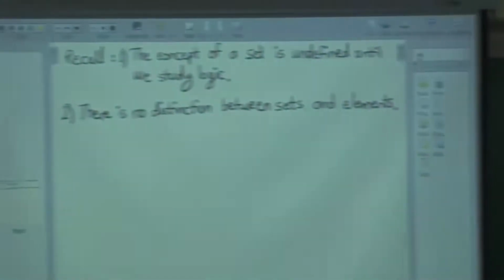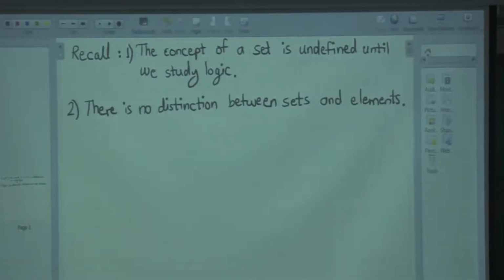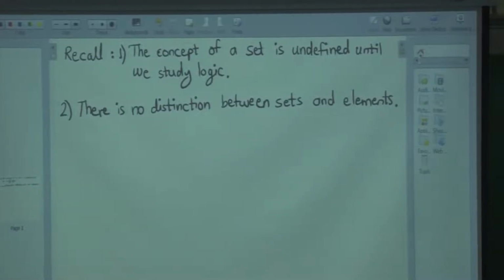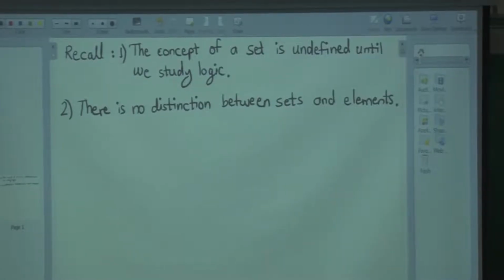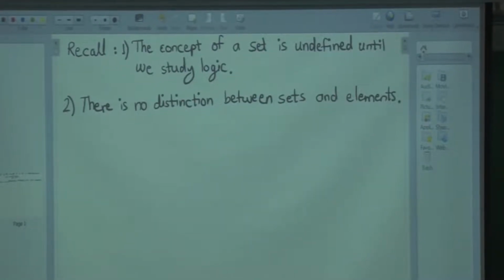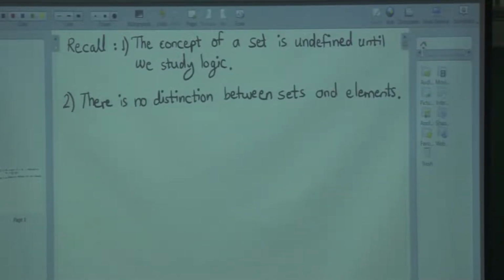So last time we started with this: the concept of a set is currently undefined. Until we study logic, this will remain undefined. What we can do is assume the existence of the empty set, and from that empty set we can construct natural numbers, which we called omega last time. That's von Neumann natural numbers. That V in von Neumann is actually F, because it's German.